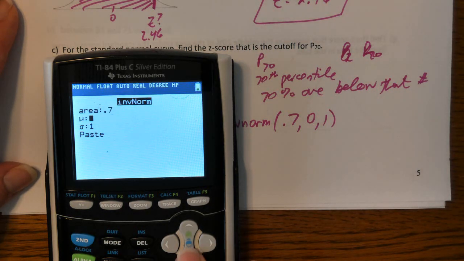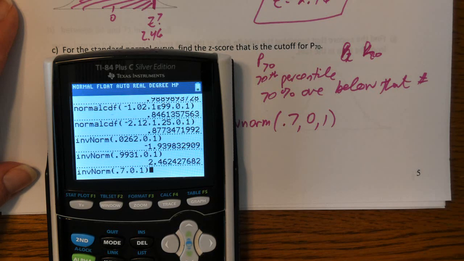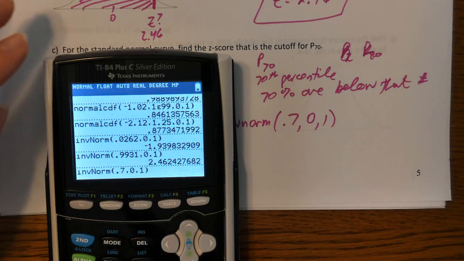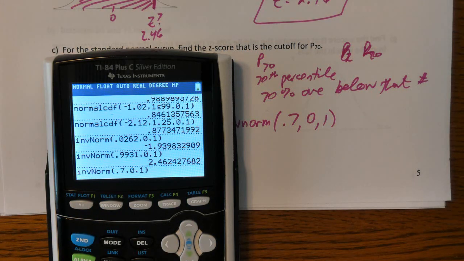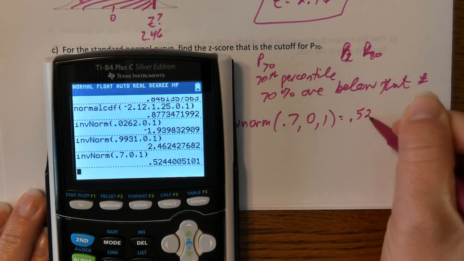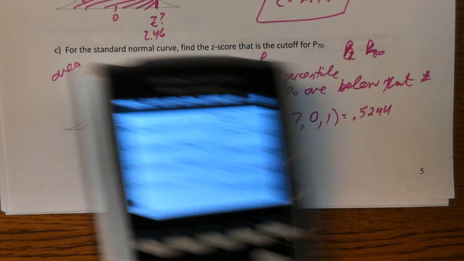0.7 is my area, mean of 0, standard deviation of 1. If you are using an older 83, you're just going to have to type the 0.7, the 0, and the 1 yourself with commas in between. Our calculator gives us 0.5244, blah, blah, blah.